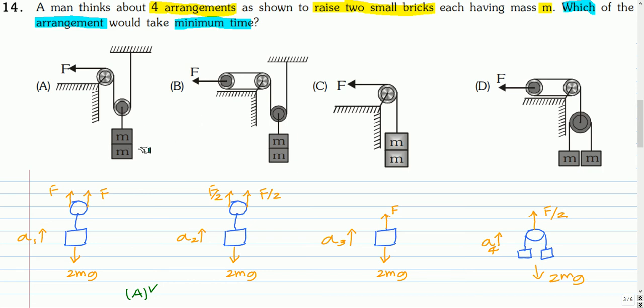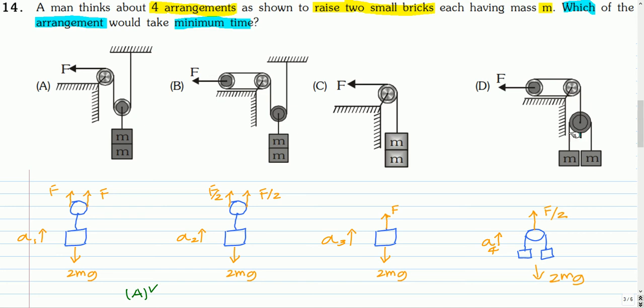So let's draw the free body diagram in the 4 cases. First case, the brick has got mass 2m, the 2 bricks, so the weight is 2mg, and the upward force acting on the pulley is F and F, where F is the tension in this string, and let the acceleration be A1. In the second case, this tension here will be F by 2, because this tension plus this tension should add up to this force from the free body diagram of this pulley. So F by 2 is the tension on this pulley, and let the acceleration be A2. In the third case, the tension is F, and let the acceleration be A3 in the upward direction.